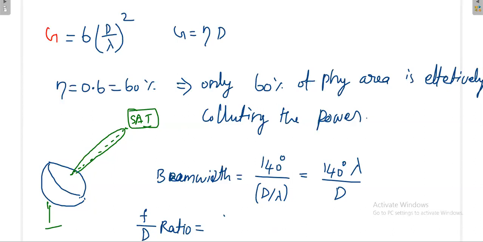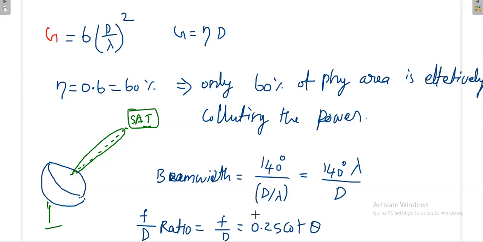F by D is equal to, simply remember, 0.25 cot theta. In the question they will give you only theta, and they will ask you F by D. So you have to remember this formula, 0.25 cot theta. That is the F by D ratio.